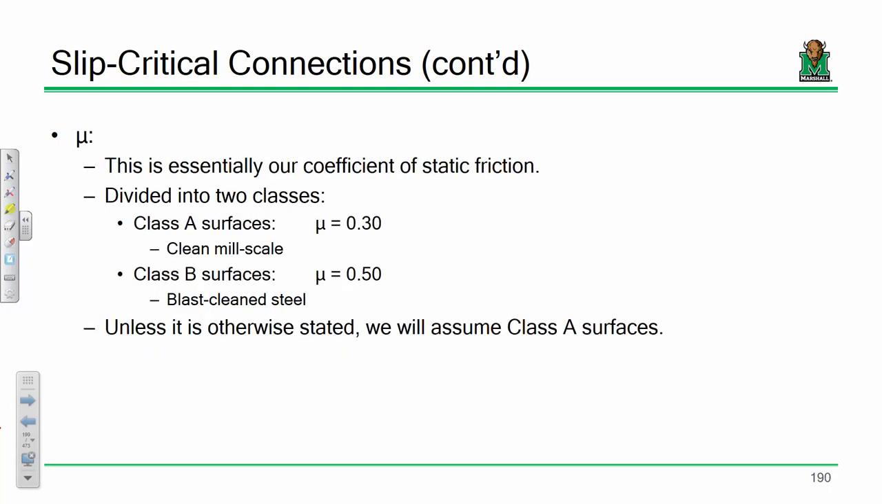Now I want to explain what each of these factors are. So like I said, mu is just your coefficient of static friction, and essentially the code gives you two options. One is basically Class A, regular old, everyday steel. And so Class A surfaces have a mu value of 0.3. Class B surfaces are if you blast clean the steel, like if you really needed to develop additional friction. If you had blast clean steel, you'd be able to develop more friction, so you'd be able to use a mu value of 0.5.